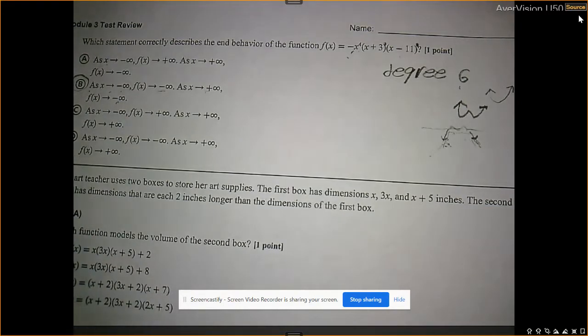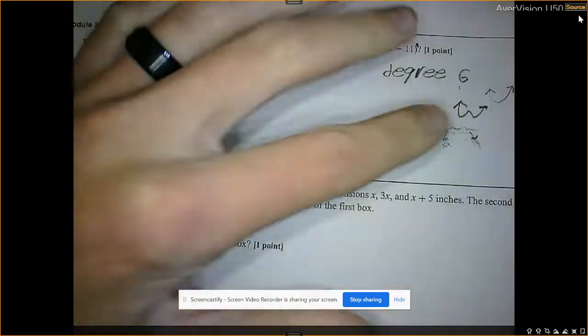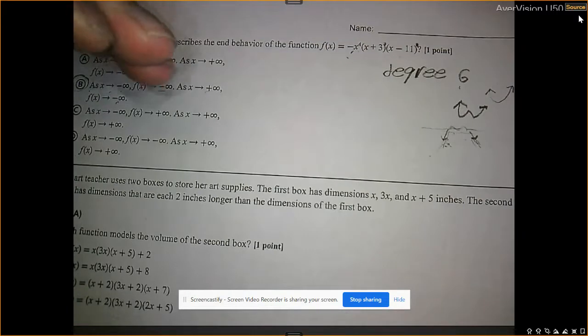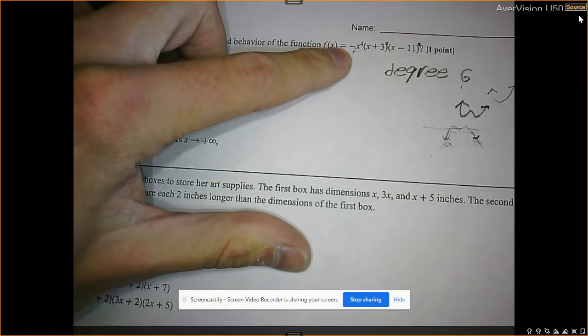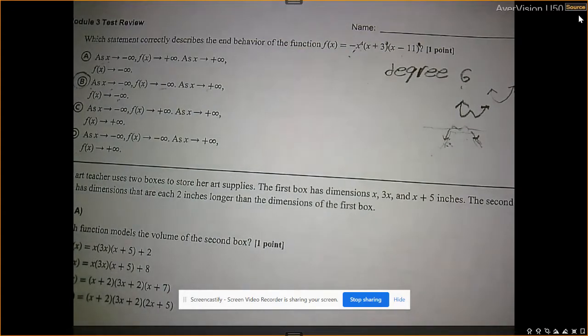Now, if that whole degree thing is confusing and you can't picture that graph, you should be able to, remember, because if it's an even degree, both arrows are going to go in the same direction, whether it's up or down, and you know they're going down because of this negative out front. But if not, you could always put it into Desmos or a graphing calculator.